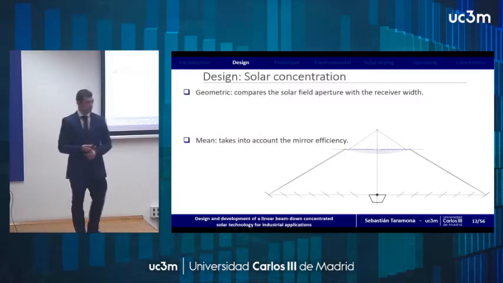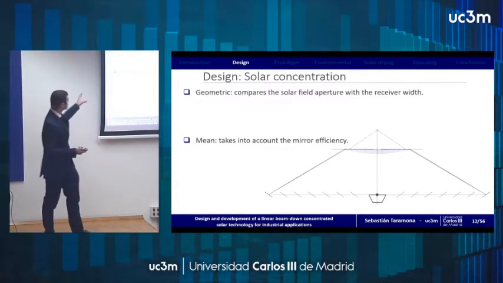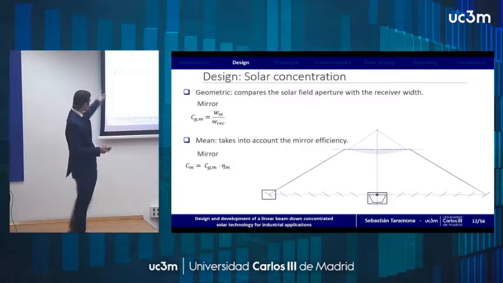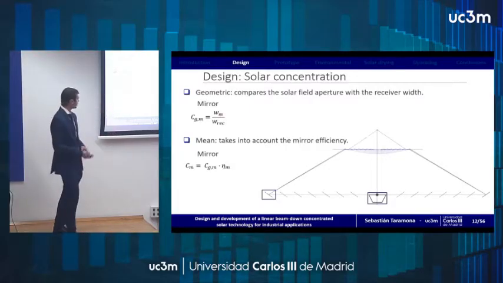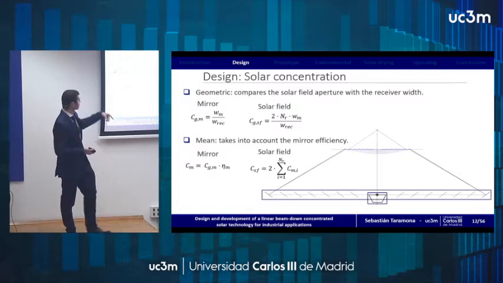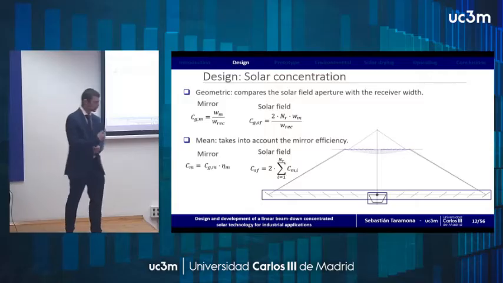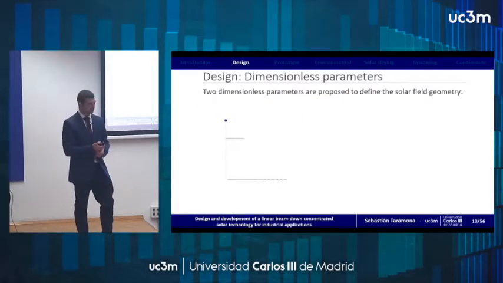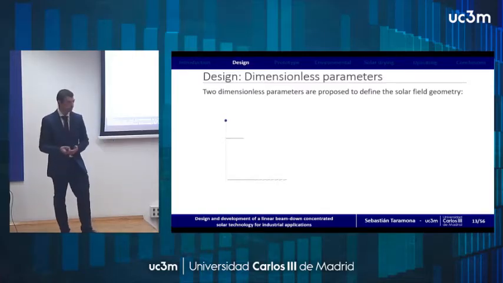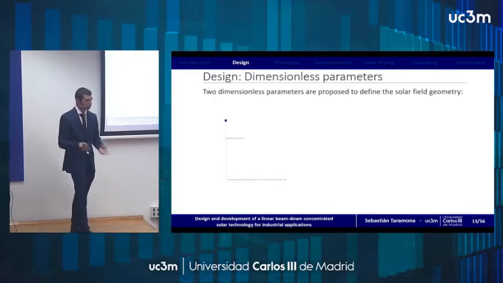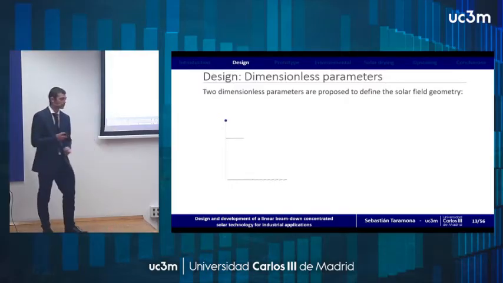After we have calculated all the efficiencies, we can proceed to obtain the solar concentration. First the geometric and then the mean. First for the mirrors, comparing the mirror width with the receiver width, and then with the complete solar field by comparing all of the mirrors with the receiver. In order to quantify the results and standardize them, since solar fields can be completely different from one to another, we're going to be proposing two dimensionless parameters that relate the geometry of the solar field.